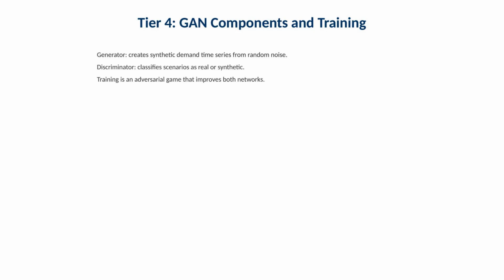A generative adversarial network has two parts. The generator produces synthetic demand scenarios, and the discriminator tries to distinguish synthetic scenarios from real ones. Training is adversarial. The discriminator becomes a better judge, and the generator becomes a better forger. The outcome you want is synthetic demand that is statistically similar to what the clinics actually experience.